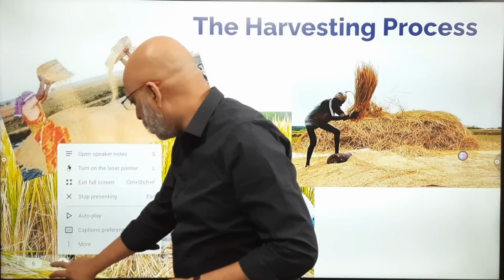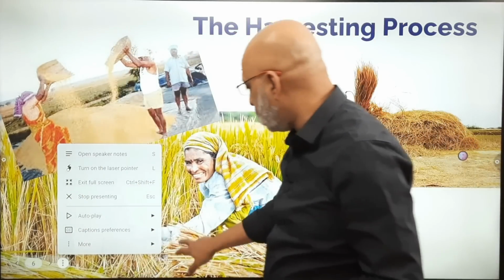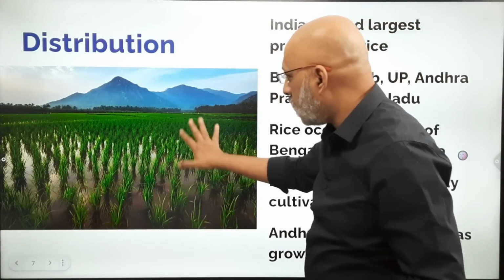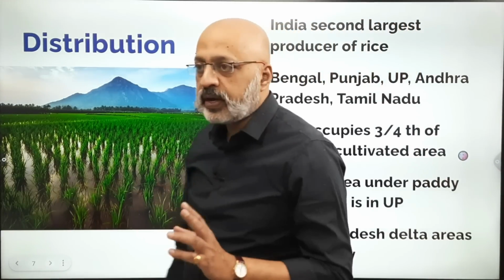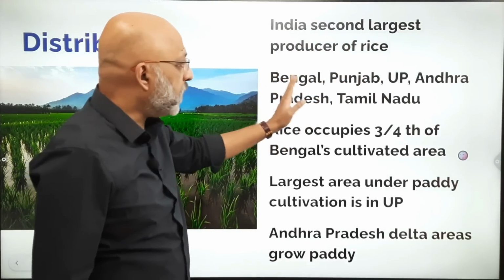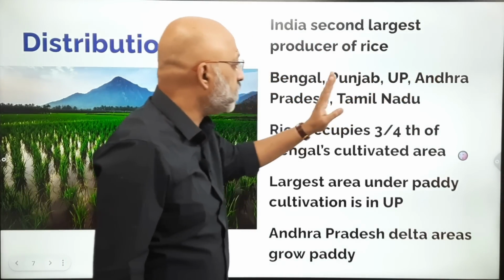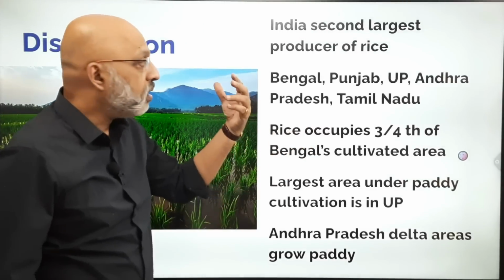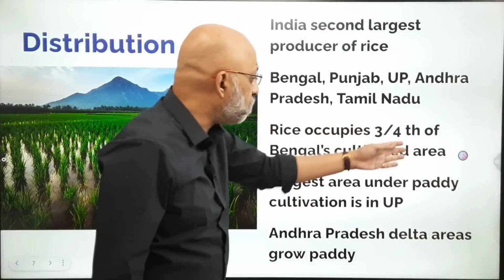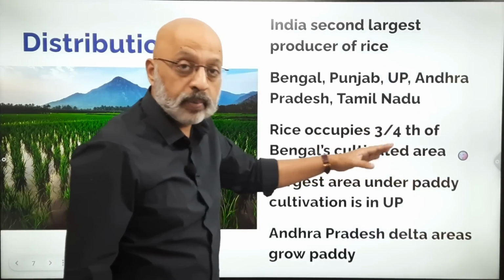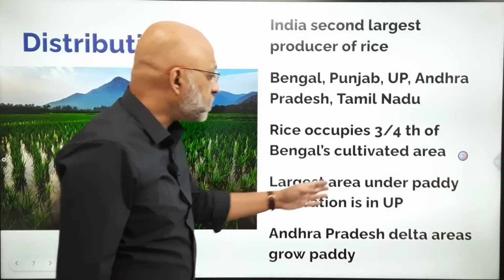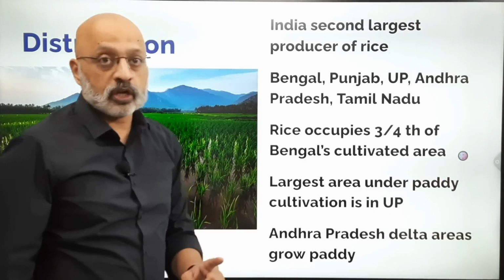Now, I hope with the help of these photographs, all that is clear. You have a better idea about how paddy is grown. Now, this is of course a typical paddy field. As far as the distribution part of it is concerned, India is the second largest producer of rice. Bengal, Punjab, Uttar Pradesh, Andhra Pradesh, Tamil Nadu are the main states which produce paddy in the country. Rice occupies 3/4 of Bengal's cultivated area. So Bengal is a major rice producing state of India. The largest area under paddy cultivation is in Uttar Pradesh.